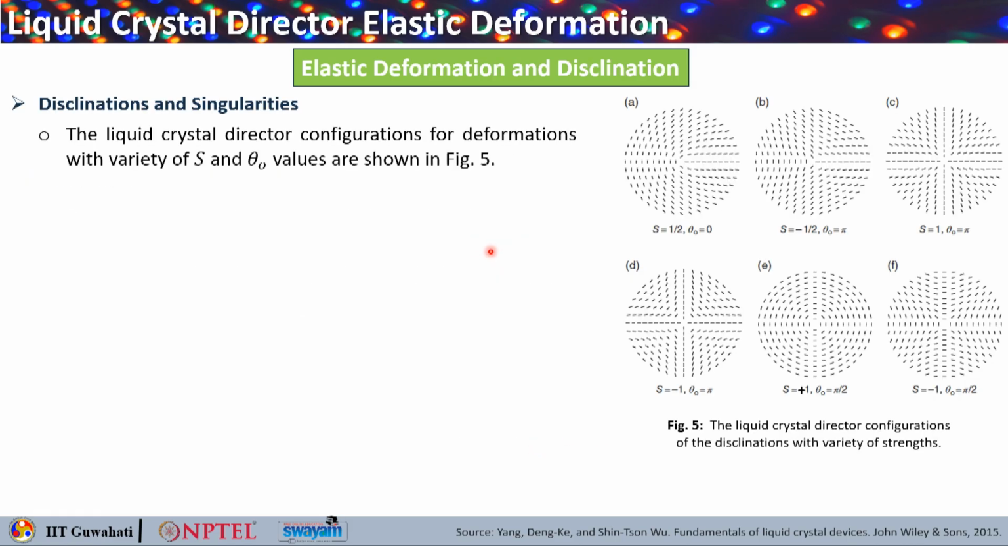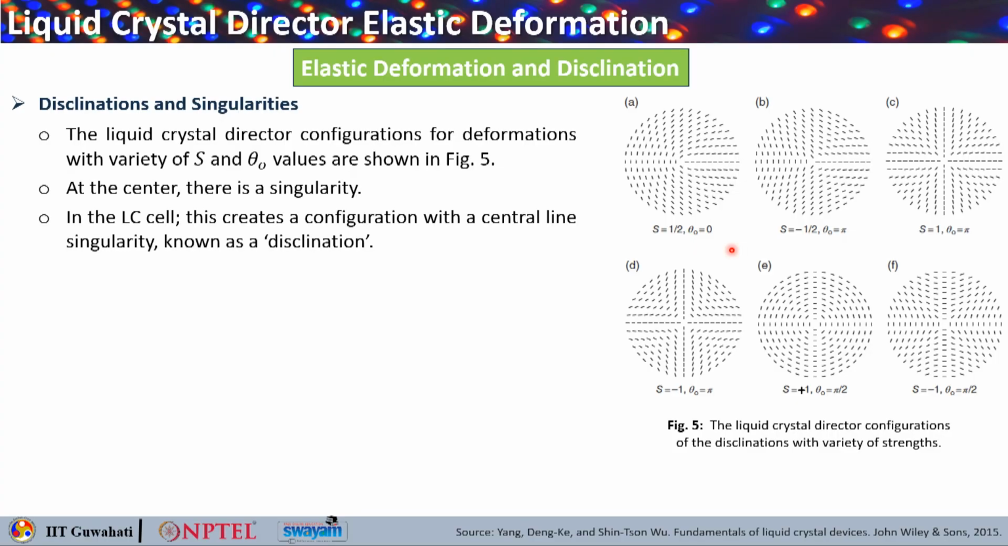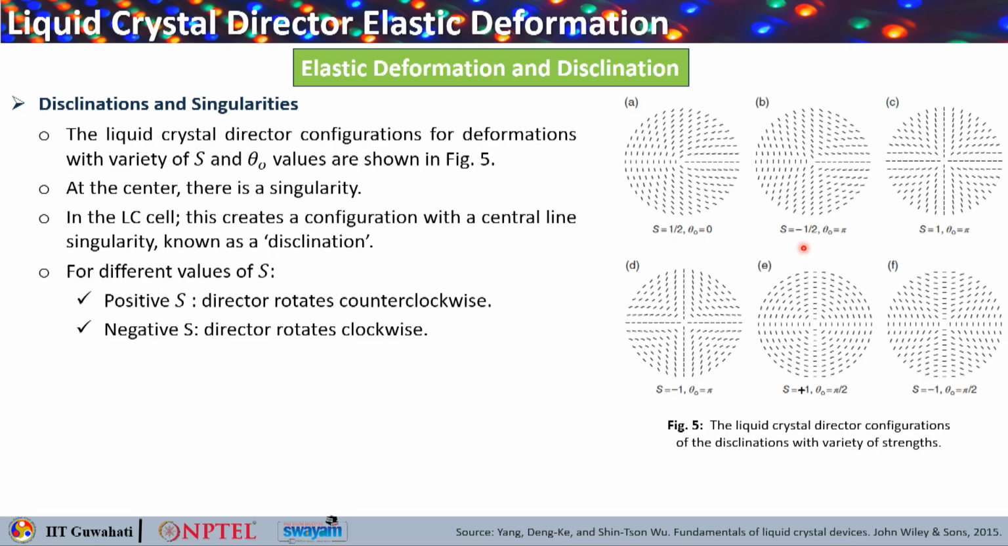Okay. So, with that you can understand the different configurations of the liquid crystal director in the case of disclinations of various strength. So, figure 5 basically shows this. Here the liquid crystal director configurations for disclinations with different variety of S, which is the disclination strength, and theta naught values are shown. So, this one is for S equals half, theta naught equals 0, okay, and this is for S equals minus half, theta naught equals pi.